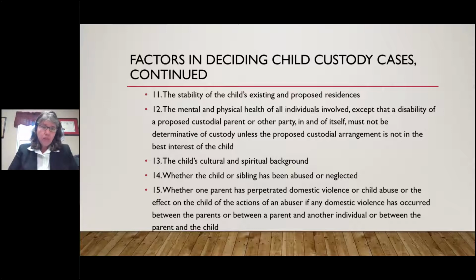Court will also look at number 13, the child's cultural and spiritual background. 14, whether the child or a sibling has been abused or neglected. So with abuse or neglect, you're looking at, has the other parent been the perpetrator, or maybe allowed a perpetrator near the child? So those are all very important factors for the court to consider in a custody case.